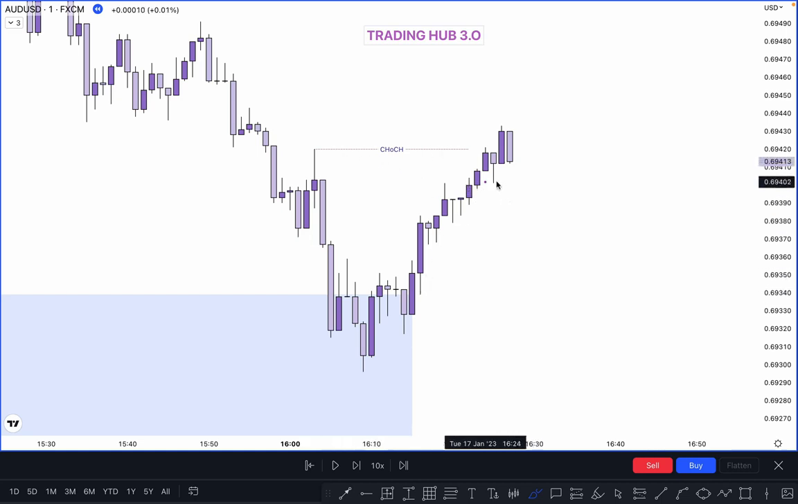Where is our pullback? This low. Why? Because the previous candle low was taken out. So this one is our valid inducement. This becomes our inducement, and after taking out the inducement, you can buy here.